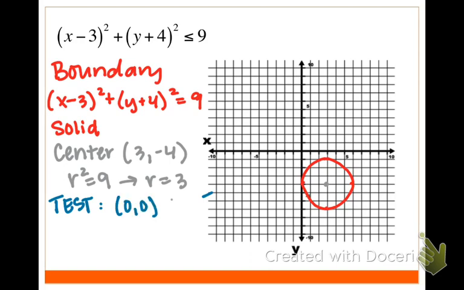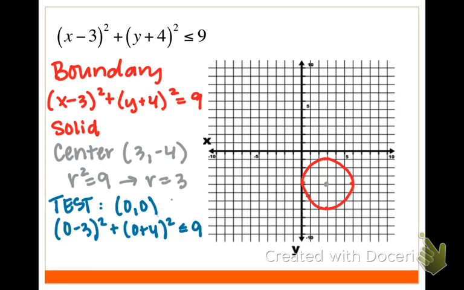I'm going to pick 0, 0. All right, if I were to put 0, 0 into this equation, (0 minus 3) squared plus (0 plus 4) squared is less than or equal to 9. I want to know if that is true or not. If that is a true statement, then I'm going to shade the side of my equation that has 0, 0. If that is a false statement, I'm going to shade the side that does not have 0, 0.